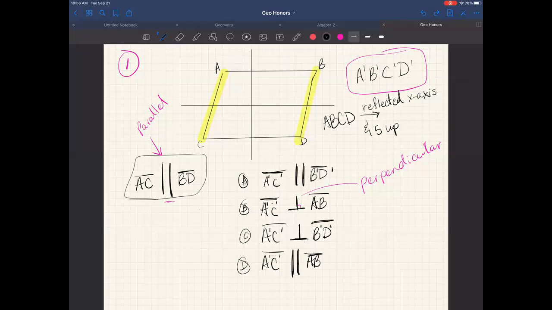So think it through. After all these transformations, which one of these statements is true?